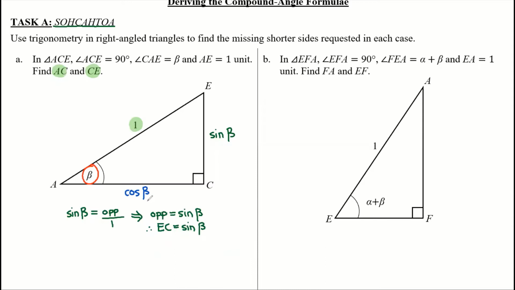Okay, so we're going to do the same thing for part B. We're going to find FA and EF, the two shorter sides. And we again have a hypotenuse of 1 to play with, which is really handy. There it is. So we can just write these down, I think. If you want to use SOHCAHTOA, you can do. So this side is going to be the sine of the angle that's presented here, which is the sum of alpha and beta.